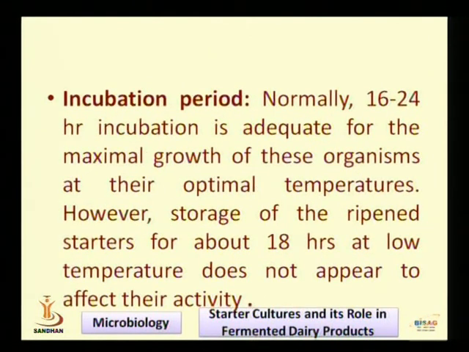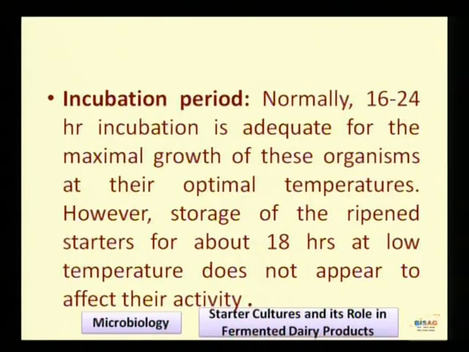Incubation period. Whenever we are talking about any fermentation, and especially the fermentation of starter culture, we should be precise about incubation time. Normally, for starter culture preparation, 16 to 24 hours of incubation is adequate for the maximal growth of this organism at its optimal temperature and other conditions. But for storage, it is different.